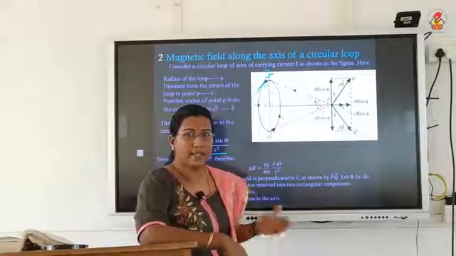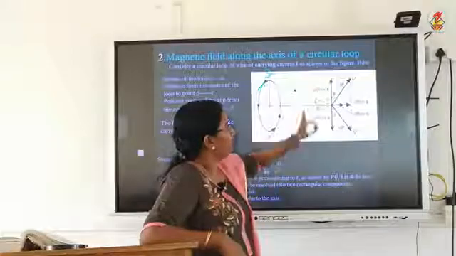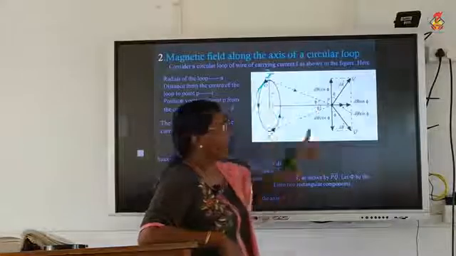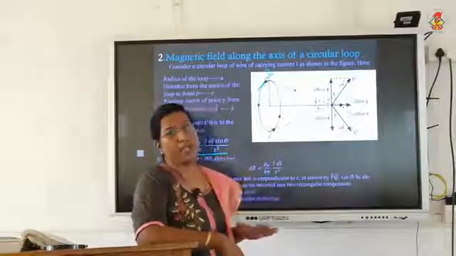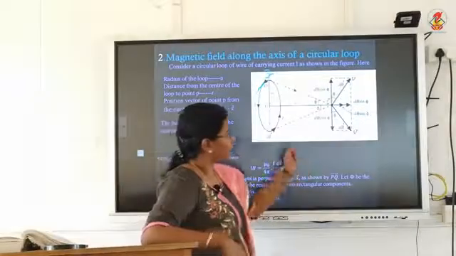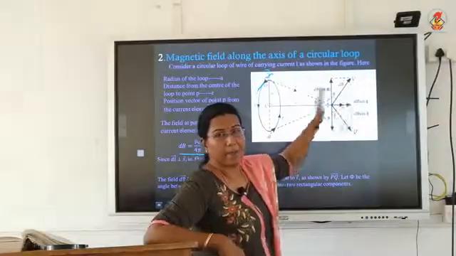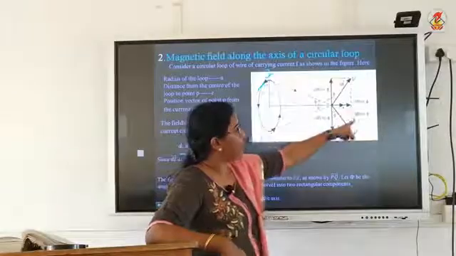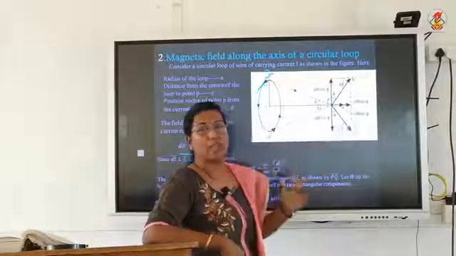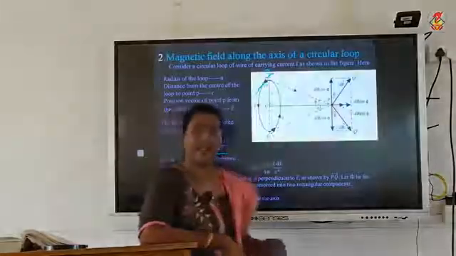Now what is dB? It is mu 0 I dl by S square. Magnitude wise dB is the same, but the direction is opposite, which means the dB cos phi components get cancelled, but the dB sin phi components get added up. Now we will get dB sin phi plus dB sin phi, that is 2 dB sin phi, which is due to the top and bottom portion of my circular coil.